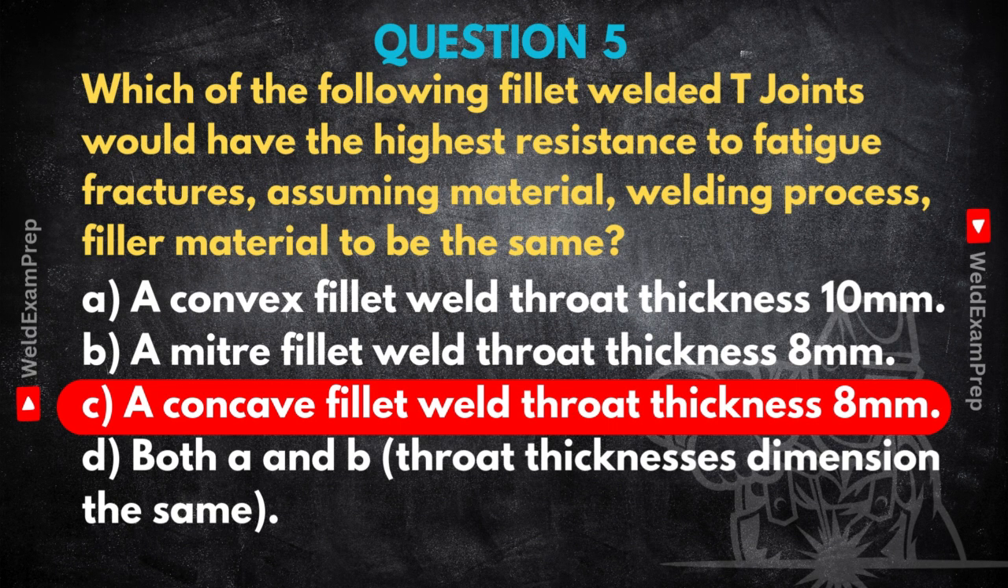Even though option A has a bigger throat thickness, 10 millimeter versus 8 millimeter, its less favorable convex profile means it would likely perform worse under fatigue conditions than the smoother 8 millimeter concave weld in option C. For fatigue, the smoothness of the profile at the toe is often more critical than just the bulk size of the weld. So it's not just about putting enough metal down, it's about shaping it correctly.